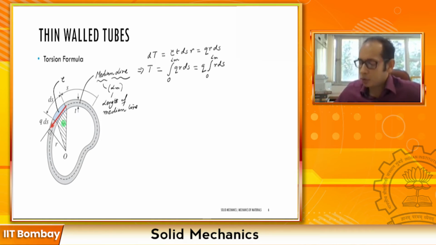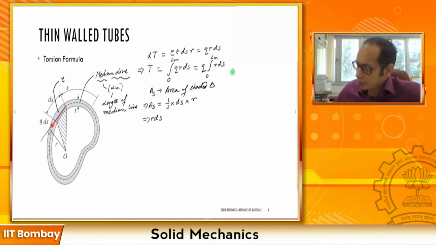So let's write. I'm going to call the area of the shaded triangle AS, right? So this is the area of the shaded triangle. AS is simply going to be half of the base times the altitude. We know that that's the area of a triangle. It is going to be half times ds times r, right? So r ds, which is essentially what you have over here, is equal to 2 times AS.